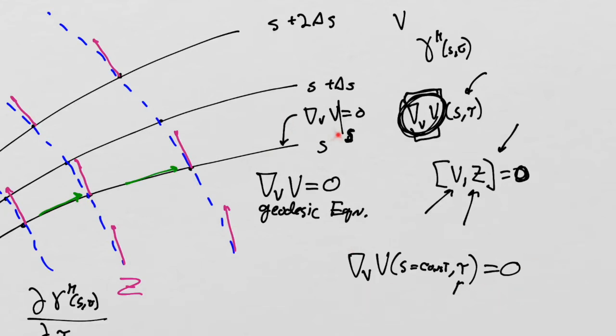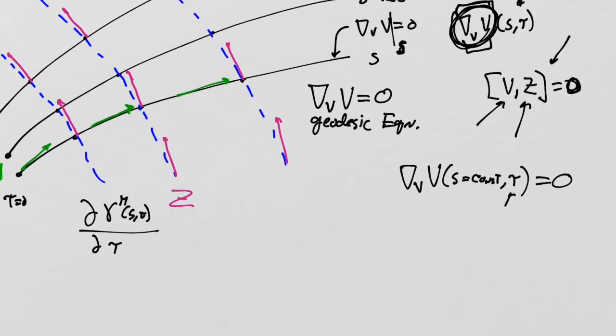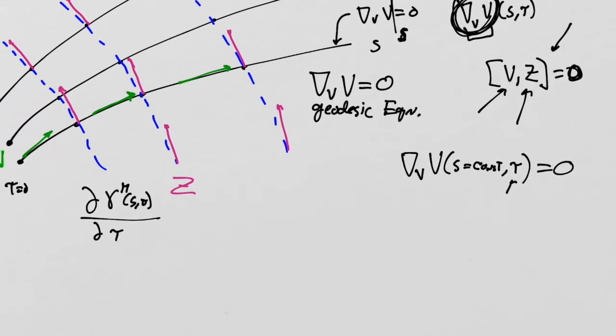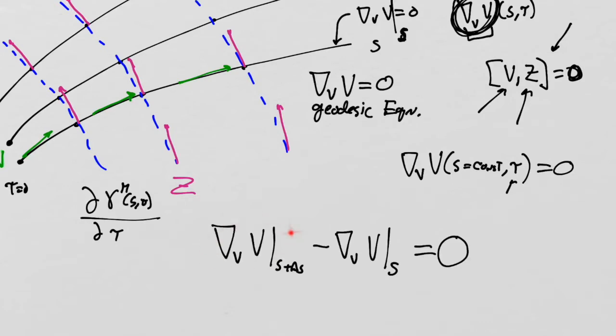So this is what I mean by this. Then I can do the same thing for the next curve. I can write the covariant derivative in the direction v of v evaluated at s plus delta s equals 0, because that is also a geodesic curve. It's just the one labeled by s plus delta s. Okay, and with that, I can write the difference between the two. And here we have it, the difference of this geodesic equation minus the geodesic equation here. I'm actually subtracting the two geodesic equations, right?